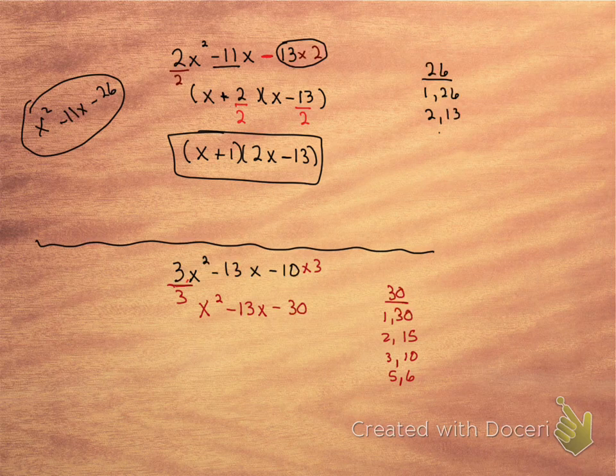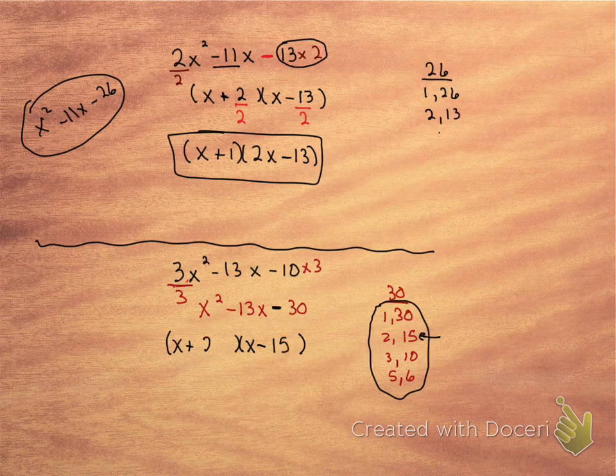Okay? So now that we've got the factors, I'm going to check my signs rule. The second sign is a minus. So I've got an x plus and an x minus. So I need a combination of these factors over here that when I add them together, I'll get a negative 13. Well, that is found in 2 and 15, as long as 15 is negative and 2 is positive. 2 minus 15 is negative 13, and when I multiply those together, I get a negative 30.